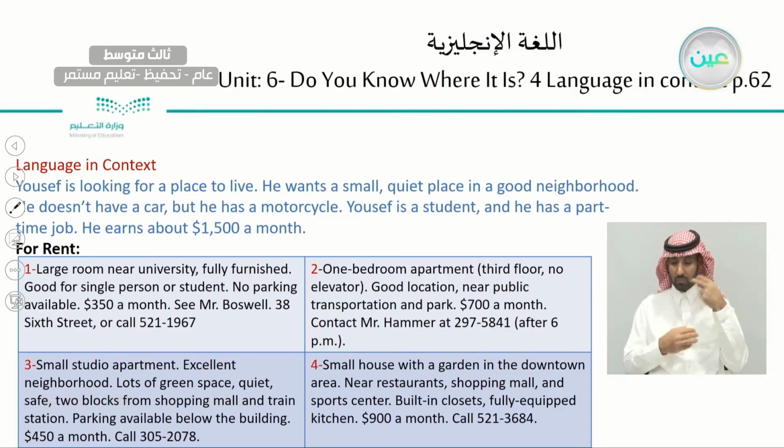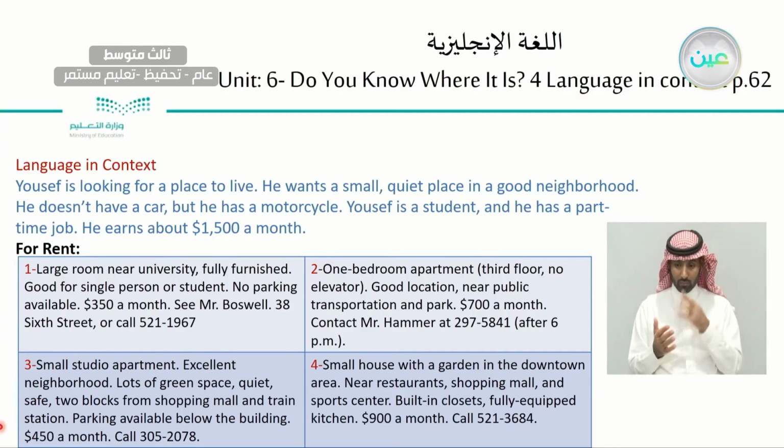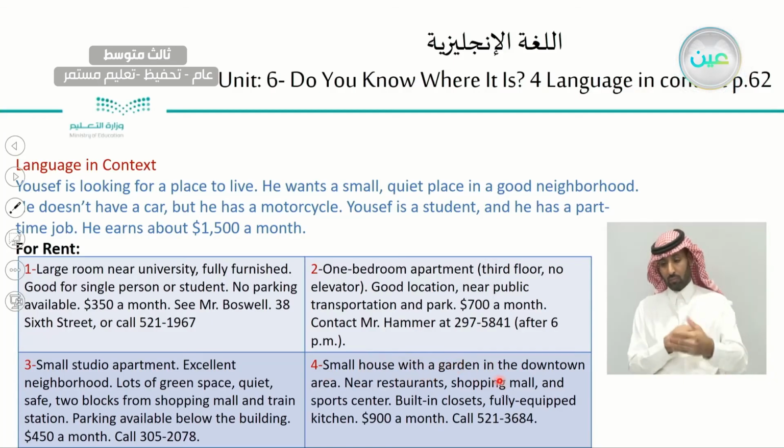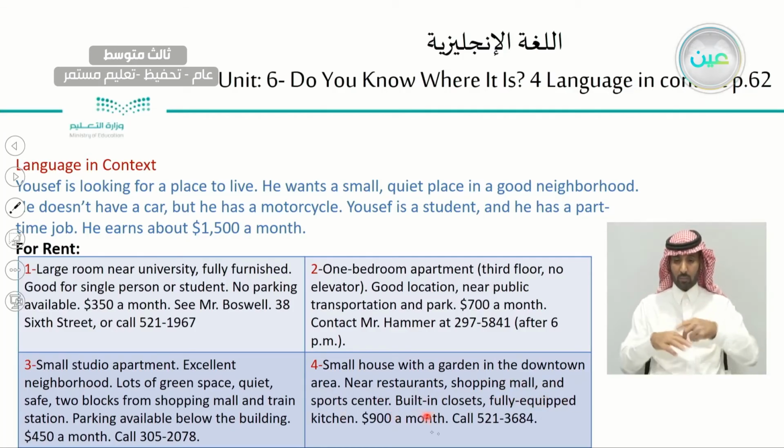from shopping mall and train station, parking available below the building, 450 a month. Call 305-2078. The last place, the last offer he read, small house with a garden in the downtown area near restaurants, shopping mall and sports center, fully equipped kitchen, 900 a month. Call 521-3684. So these are the places he read about.